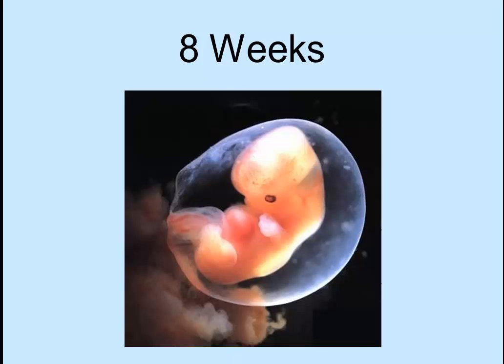Now, if you look very closely, you can see the Wharton's jelly in the umbilical cord here, and you can see that the intestines are still located in that umbilical cord. The fingers and toes are still webbed, but are distinct, and we do know that the bones are beginning to ossify, so the joints are starting to resemble those that they will have as adults.